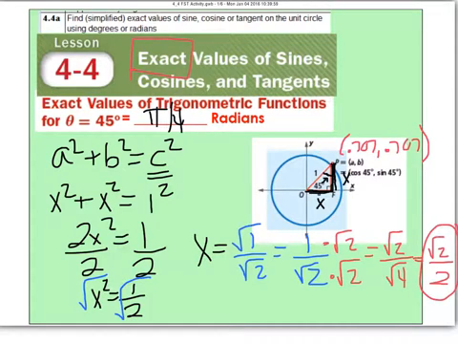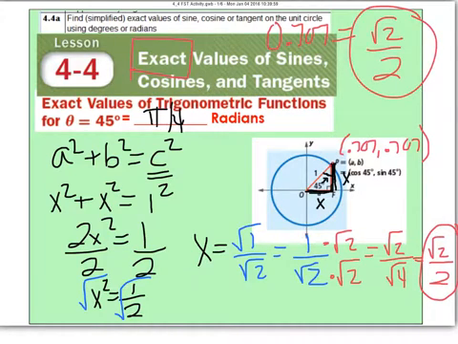So what we now know is on the unit circle, the approximate number of 0.707 is exactly equal to the square root of 2 over 2. We need that value because we're going to go to the approximate circle and change everything to these exact values.